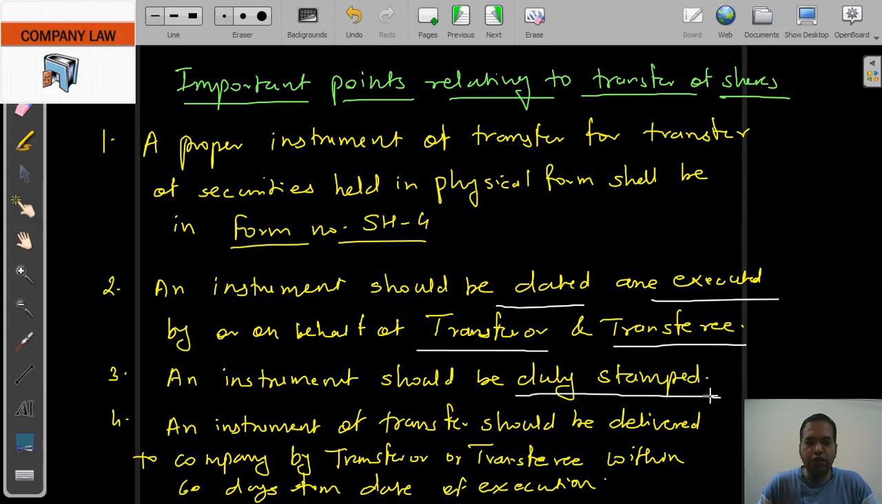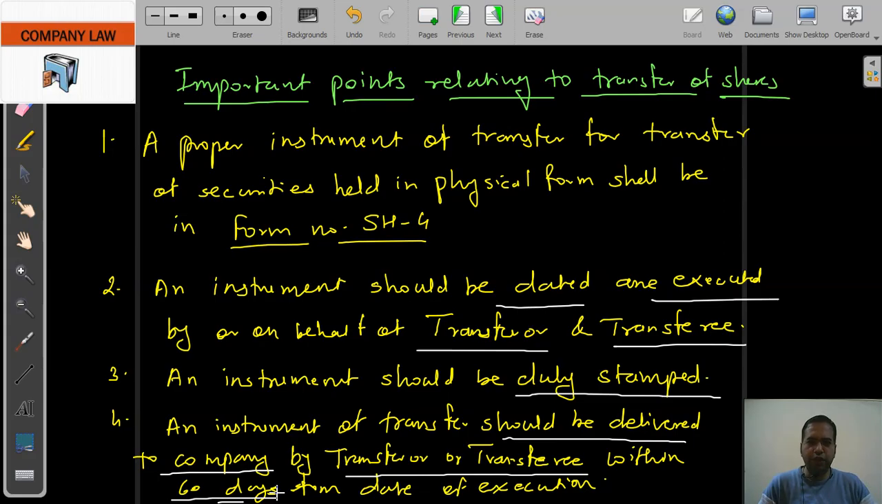An instrument of transfer should be delivered. Okay, once this instrument of transfer is executed, it should be properly delivered to the company by the transferor or transferee. Okay, within how many days? Within 60 days from the date of execution. So this particular transfer deed, once it is executed, should be given in the custody of the company.